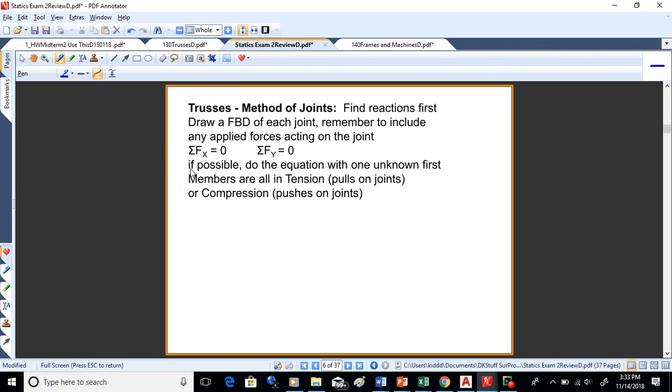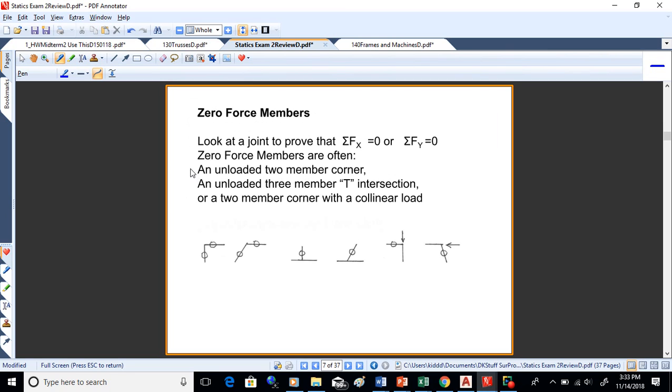Okay, then we have truss method of joints, where you find reactions first, find the angles for the members, and then write up some of Fx and some of Fy equations for each of the joints and work your way through the truss. And zero force members, I have the sketches down there below of the common situations where you find zero force members.